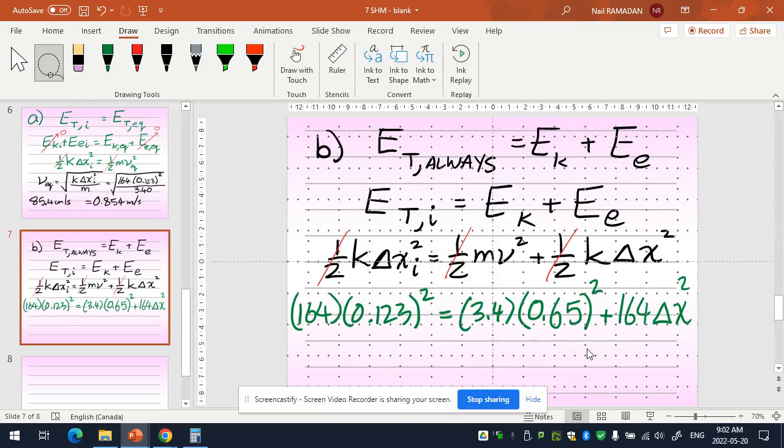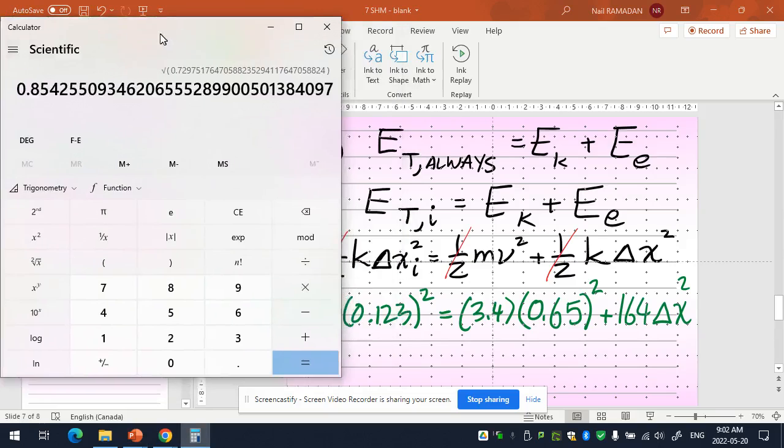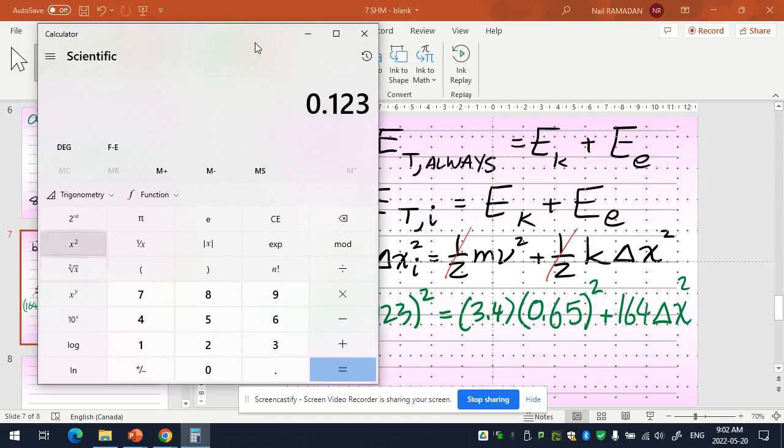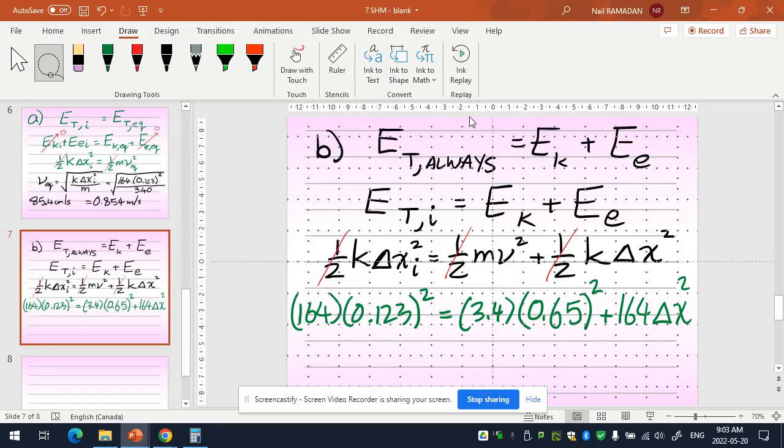All right. How can I solve this? I just need to clean up. So now we're going to get the left side done first. What is it? 0.123 squared times 164. That's how much total energy the system will have all the time. Let's go with 2.481. 2.481 equals. Okay, how much kinetic energy does it have?